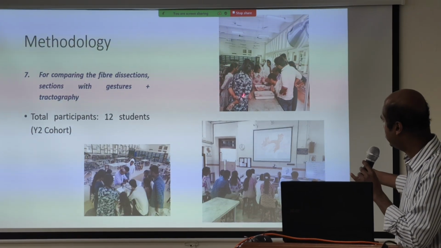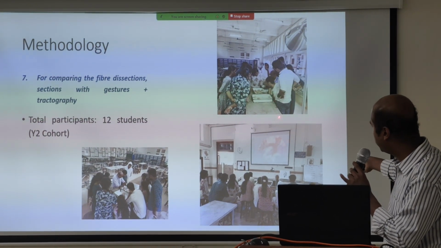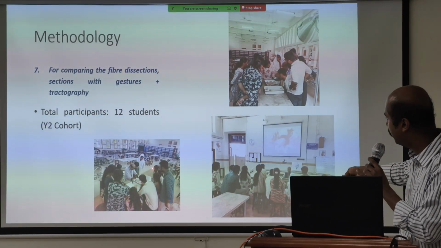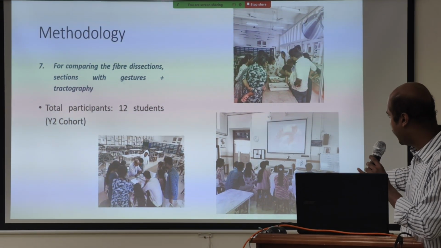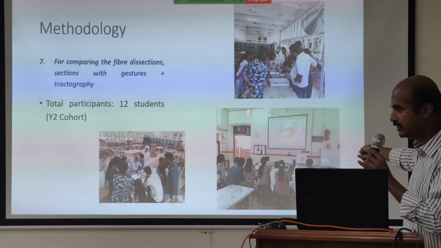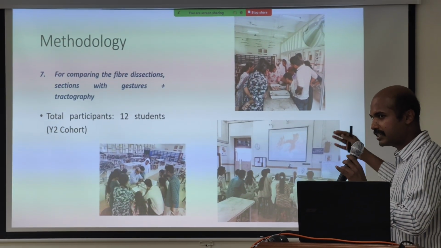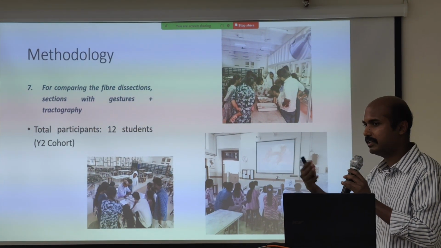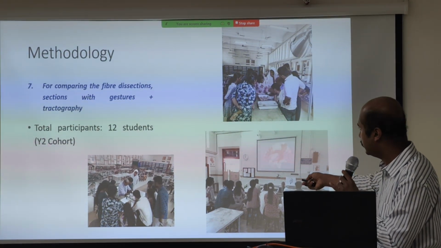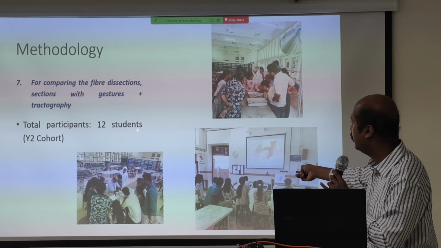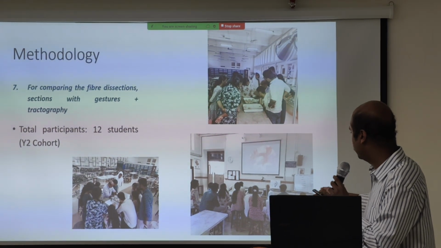And finally, this is the final work that I've done, where I compared three models. For example, the fiber dissection model, the sectional anatomy with hand gesture model, and the tractography. I compared these three also, but this was not a trial. I just exposed these three methods to students and did a survey. That was done with only 12 students in the year two cohort.